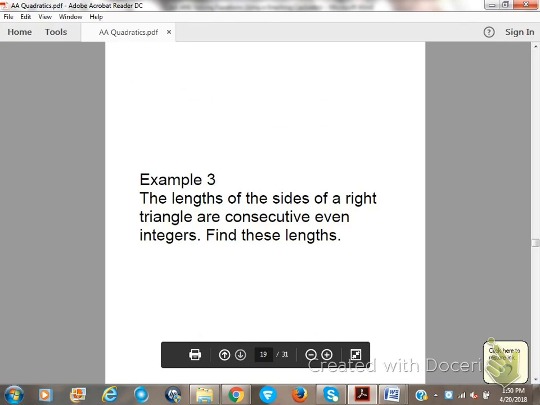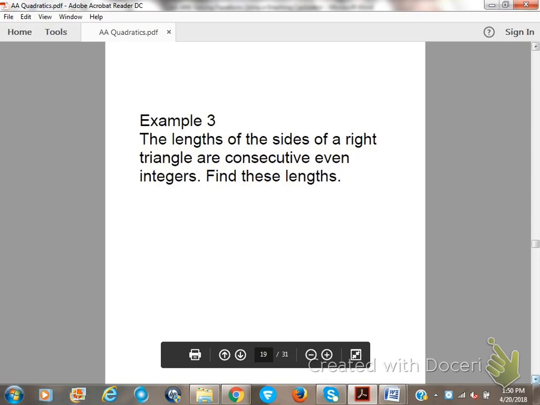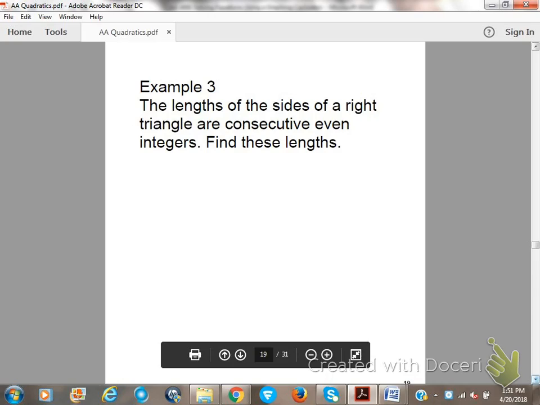Okay, so on example 3, the lengths of the sides of a right triangle are consecutive even integers. Find these lengths. Drawing a picture can be very useful. This would be one of those instances. So what type of a picture should we draw? Draw a right triangle. Good.